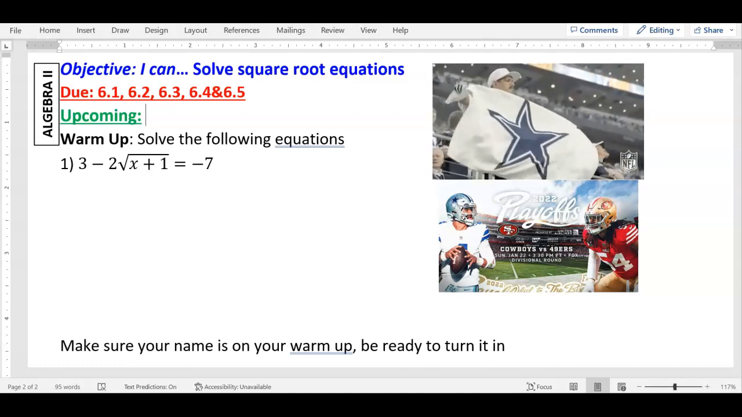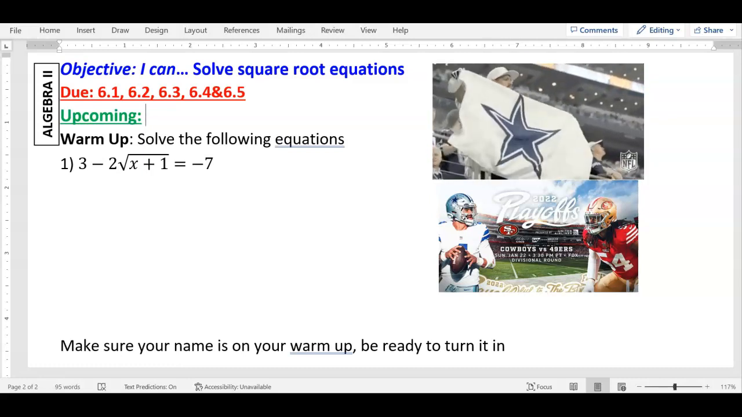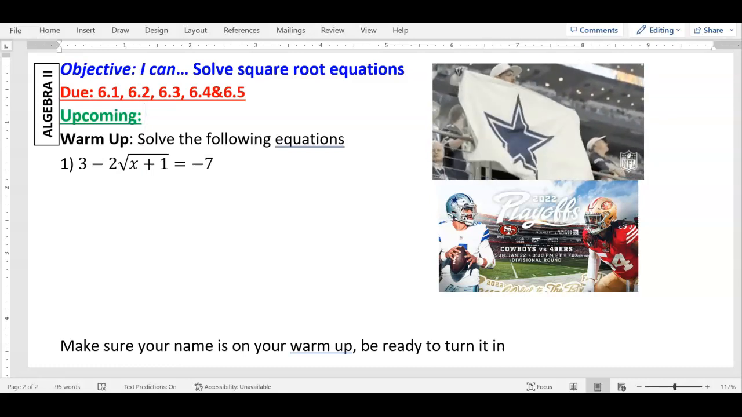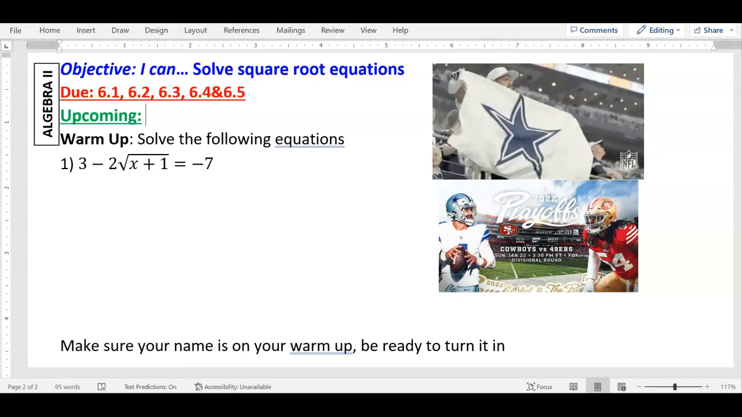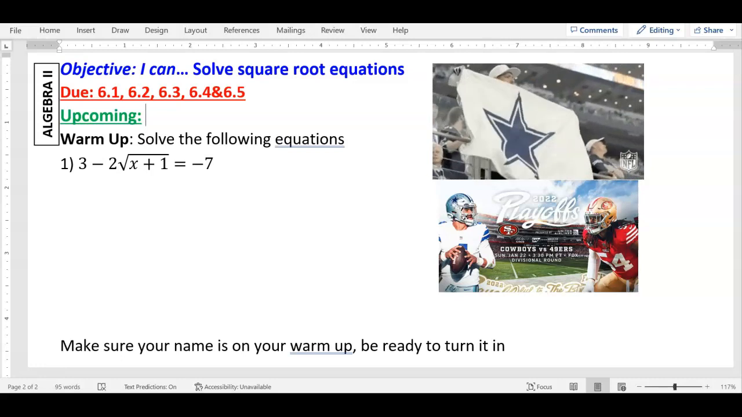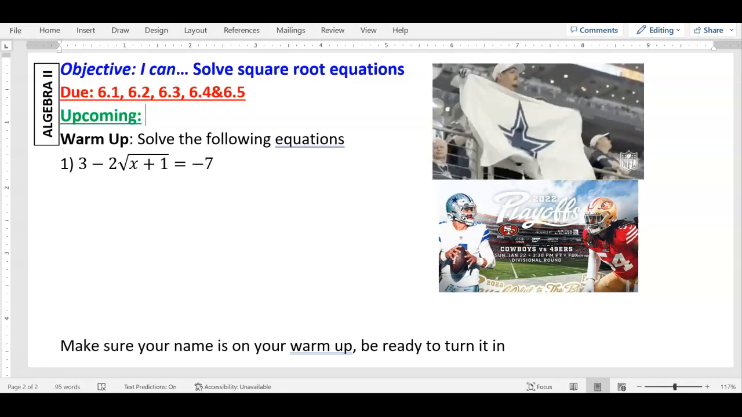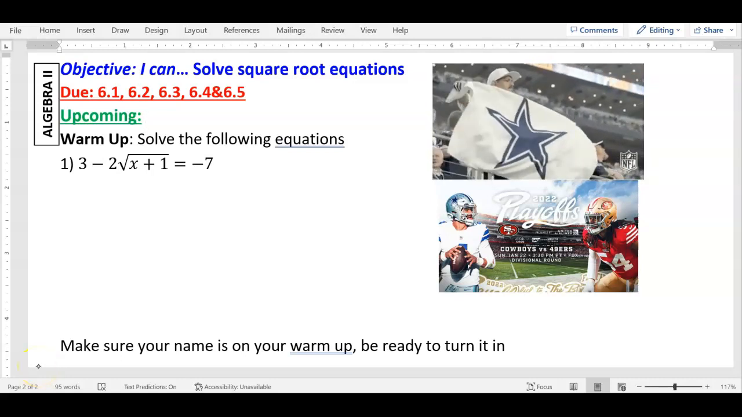Here's a warm-up, similar to what we did yesterday on our notes, example 1 and 2. So I'm going to go over this now. You should hopefully be able to do this, but if not, pay close attention so you're good on this. When we solve this, we are trying to get x by itself. Yesterday we learned our first step.